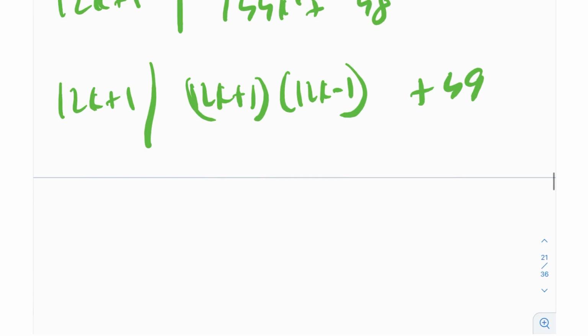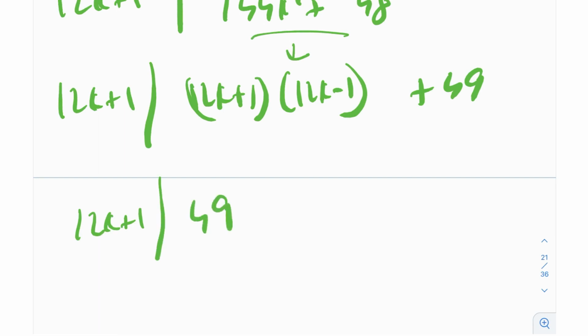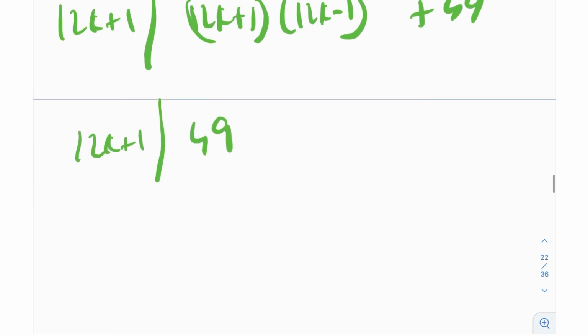I can write it like this. This is transformed to this essentially. So essentially, 12k plus 1 divides 49. You can just directly simplify this. So again, what are the divisors of 49? 1, 7, 49. Right? So 12k plus 1 is again 1, 7, or 49.